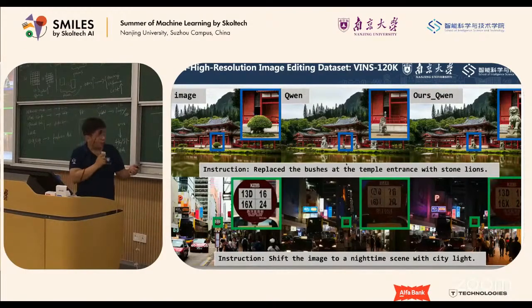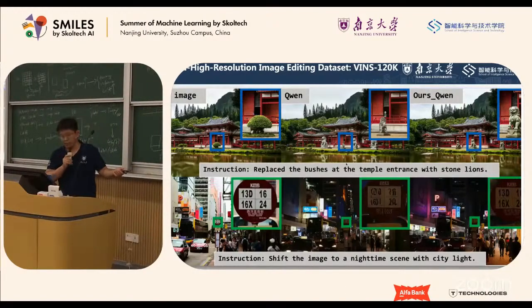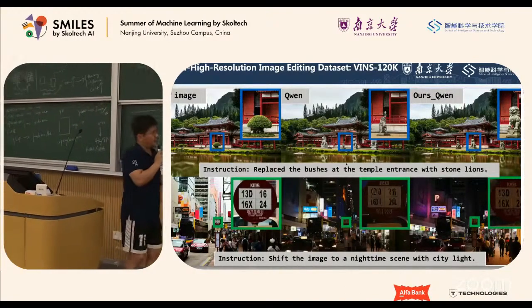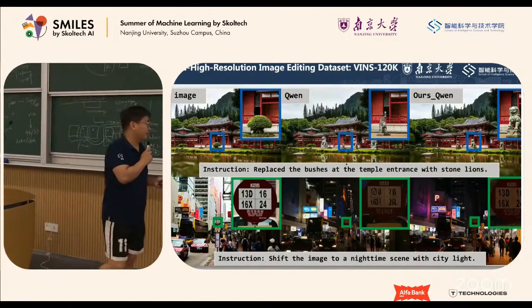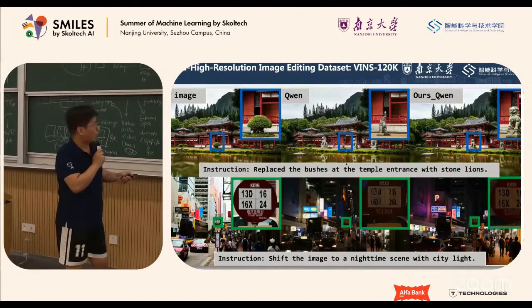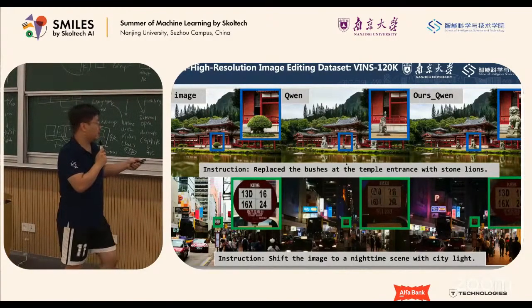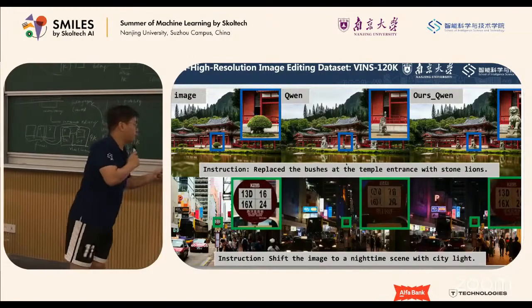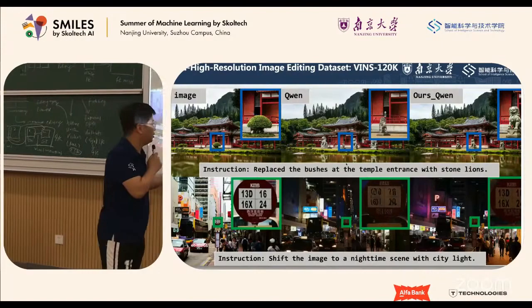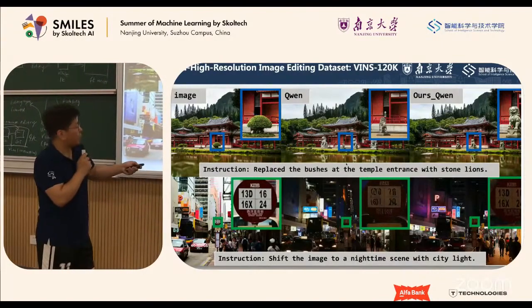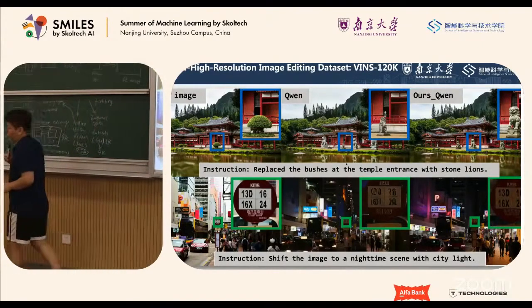And the second case focuses on the small sign details. You can see that this part in the original image is very small, and in the original Qwen model, the numbers like 16, 24 are just degraded. But in our model, the numbers are correct.